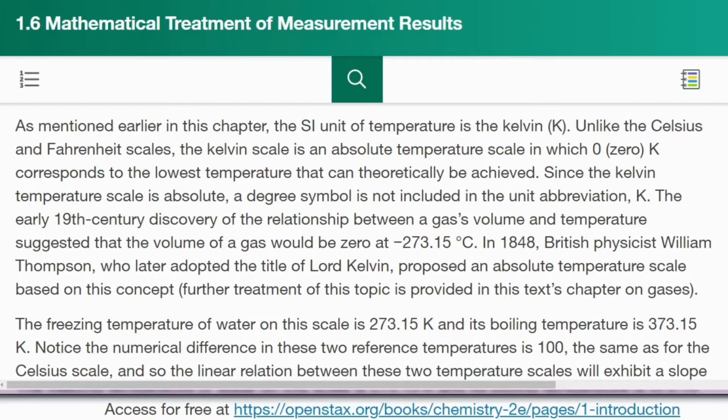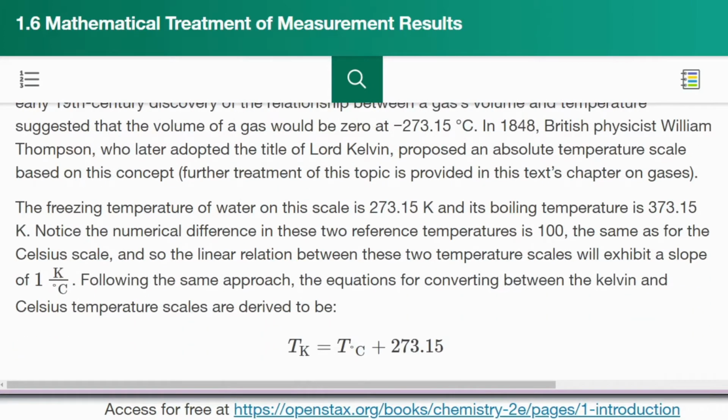The early 19th century discovery of the relationship between a gas's volume and temperature suggested that the volume of a gas would be 0 at minus 273 degrees Celsius. I actually didn't know that until now. In 1848, British physicist William Thomson, who later adopted the title of Lord Kelvin, proposed an absolute temperature scale based on this concept. Further treatment of this topic is provided in this text's chapter on gases.